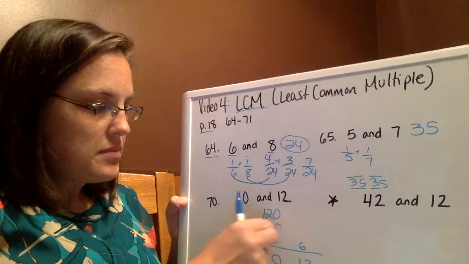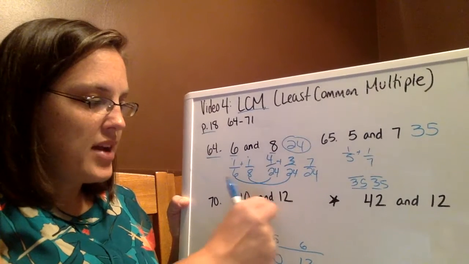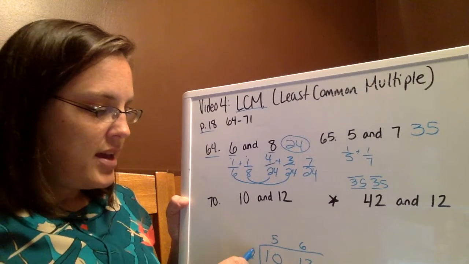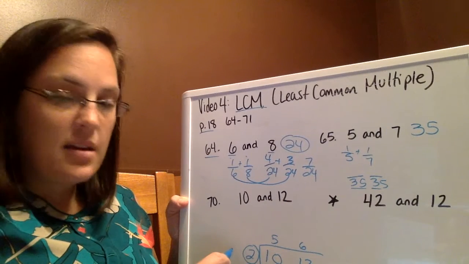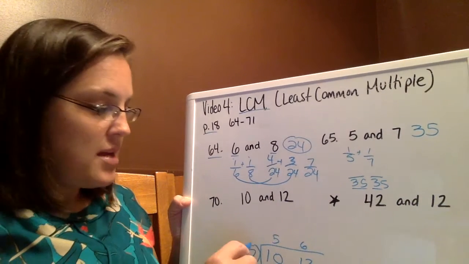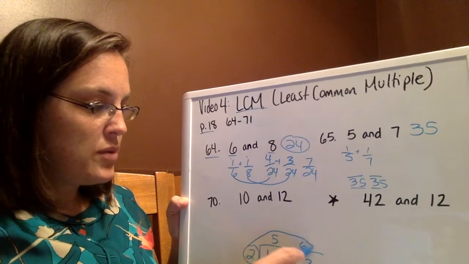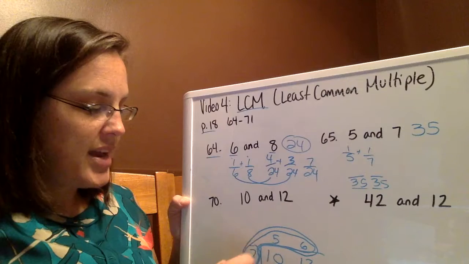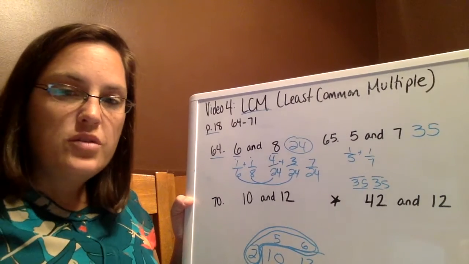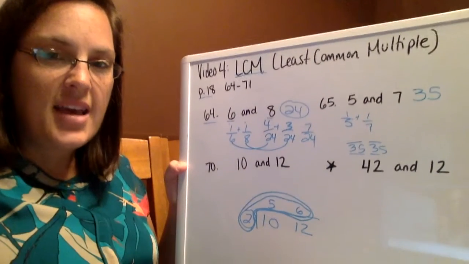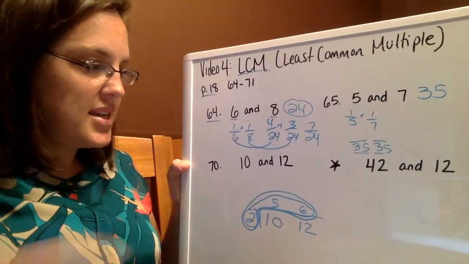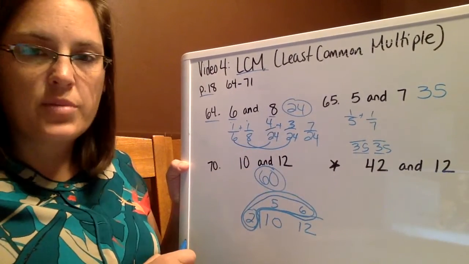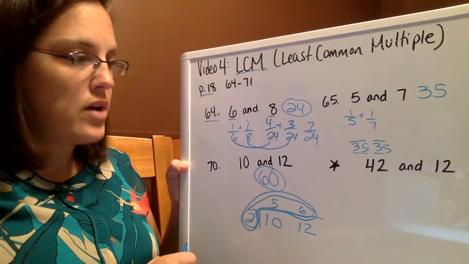And 5 and 6 don't have a common factor. I would say that 2 is the greatest common factor, but to get the least common multiple, I multiply all of these numbers on the side and on the top. 2 times 5 is 10, and 10 times 6 is 60. 60 is the least common multiple of 10 and 12.